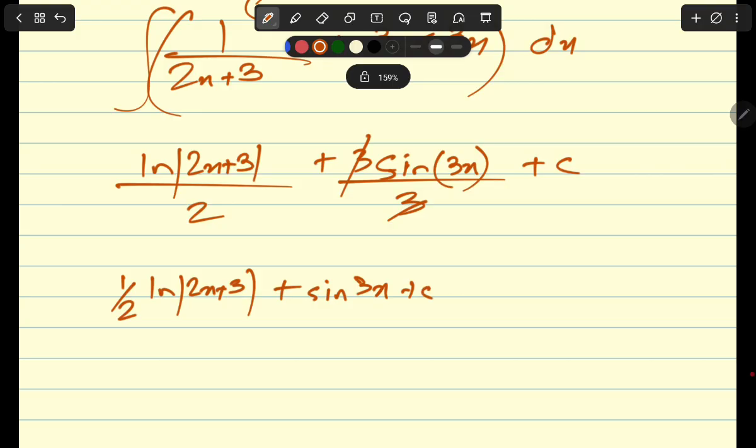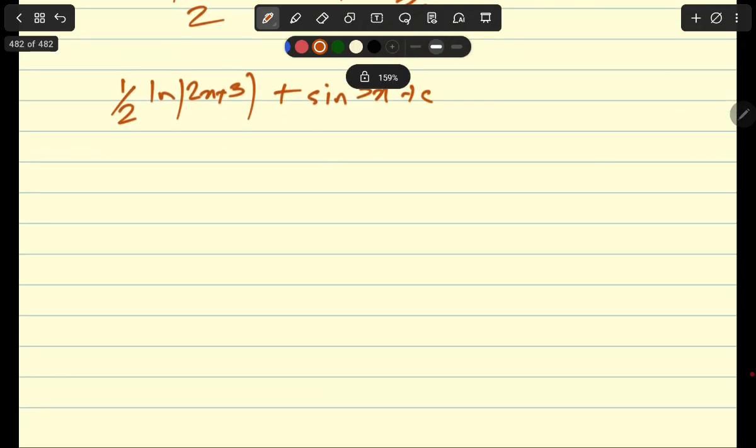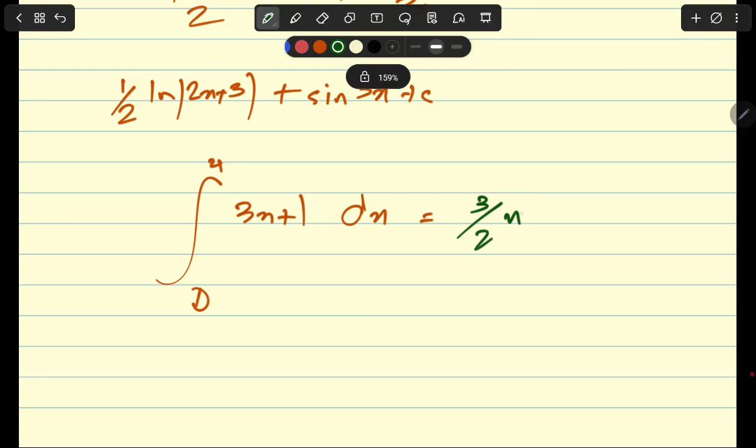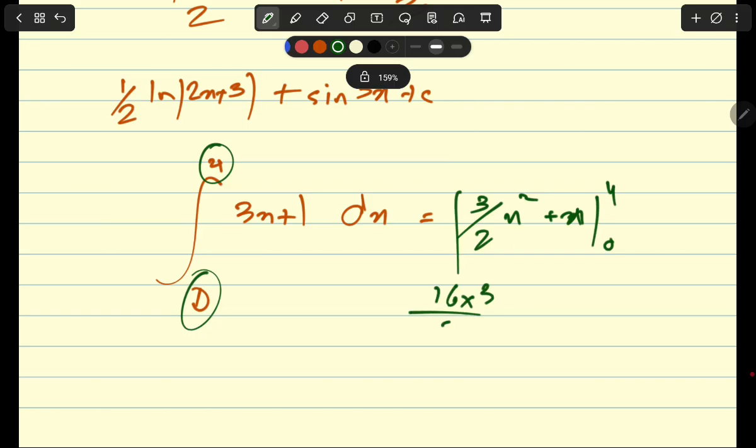Okay. Now, I also want you to integrate 3x plus 1 with respect to x from the limit 0 to 4. It's very simple. Pause the video and then watch this solution that I'm doing right now. So this is 3 upon 2 x squared. The integral of 1 is just x. Since it's a definite integral, we are not going to put a c, and we are going to apply limits from 0 to 4. So this becomes 16 times 3 over 2 plus 4, and minus 0 plus 0 is nothing.